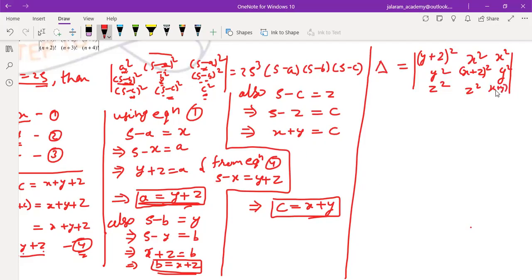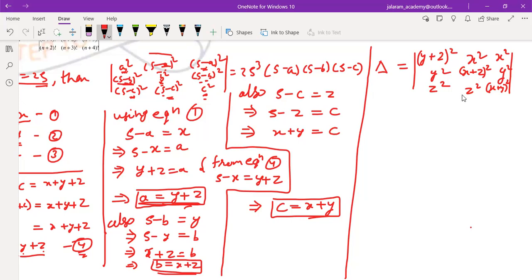So the final determinant is: first row y plus z whole square, x square, x square. Second row y square, x plus z whole square, y square. Third row z square, z square, and x plus y whole square.